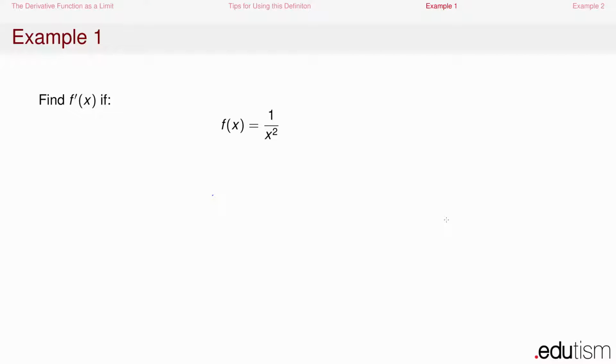In example 1, we want to use the limit definition of the derivative to find the derivative of the function f of x equals 1 over x squared. We're going to start by writing out the definition of the derivative. We have the limit as h goes to 0 of f of x plus h minus f of x all over h.